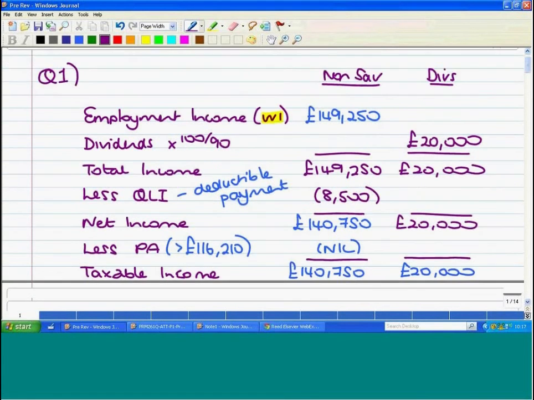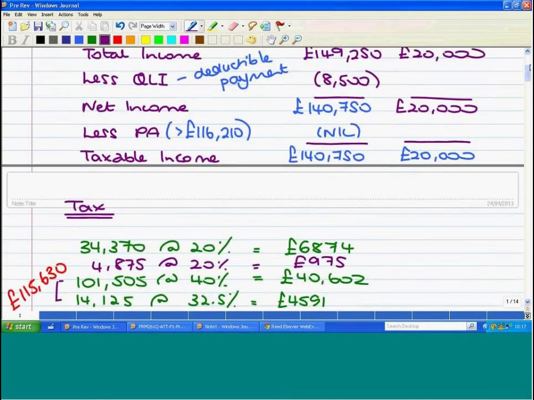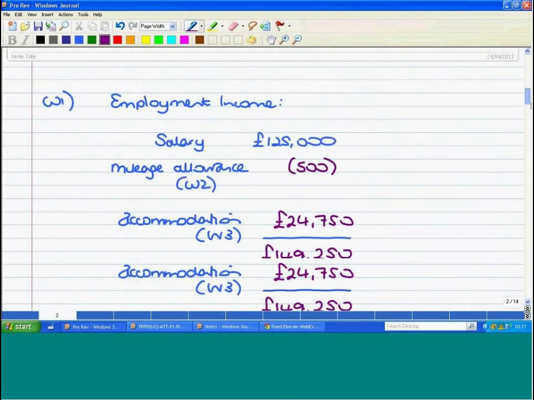Now, I then get down to my personal allowance, and I wouldn't have known, until I'd actually calculated my employment income, what my personal allowance would have been. So we'll come back to that in a second. Now, let's just see how my employment income was actually calculated.